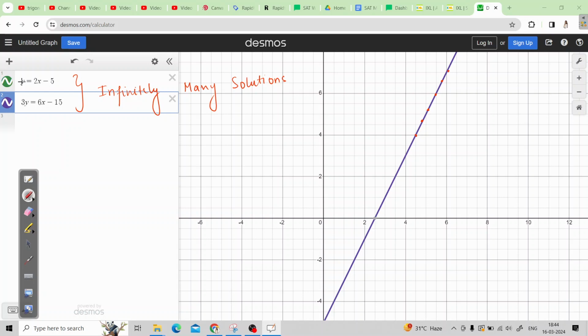Now, how will you identify such a system of equations? You will see that the coefficients will be multiples. So here the coefficient is 1, here it's 3; 2 and 6; -5 and -15. So basically my second equation is 3 times the first equation. Such a system is called, again, consistent and dependent.